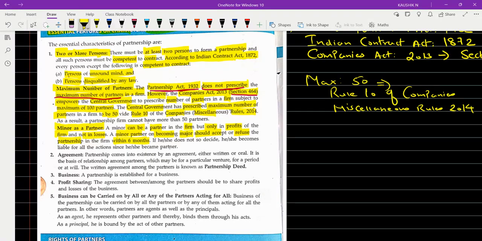If he or she does not decide, that means has not given any decision about their continuity in the business, then he or she will become liable for all the actions since he or she became partner.